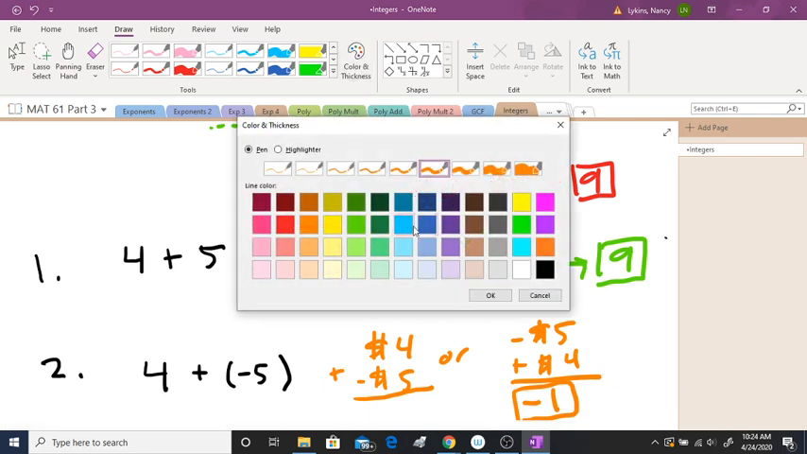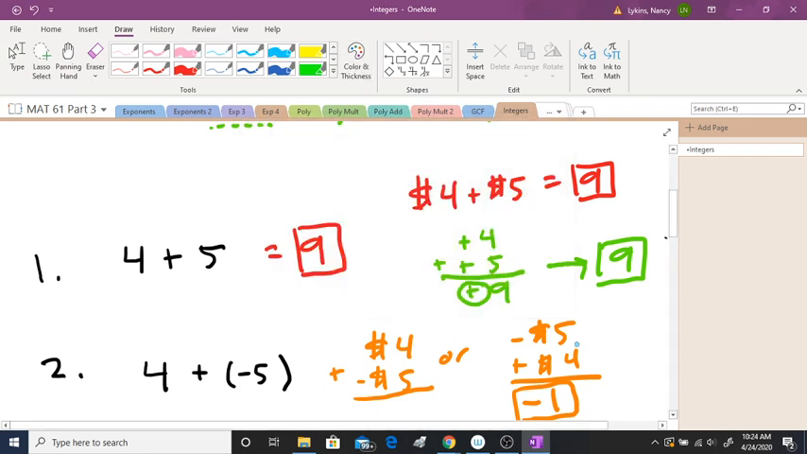Now, another way I like teaching this too is, I'll put this here on the side. Since the 4 is positive and you're adding a negative, that means since the signs are different, subtract. Just subtract 5 minus 4. And since 5 is bigger, that means it's negative. Think of it that way as well.